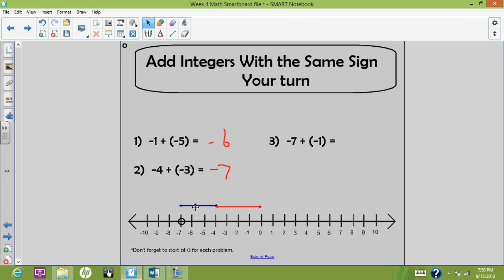Our last problem, number 3 here, is -7 plus -1. Our first arrow is going to start at 0 as always, and then it goes left 7 to represent -7. And then my second arrow is going to be really little. It just represents -1, so it's going left 1 until I hit -8. So my answer to my third problem is -8.